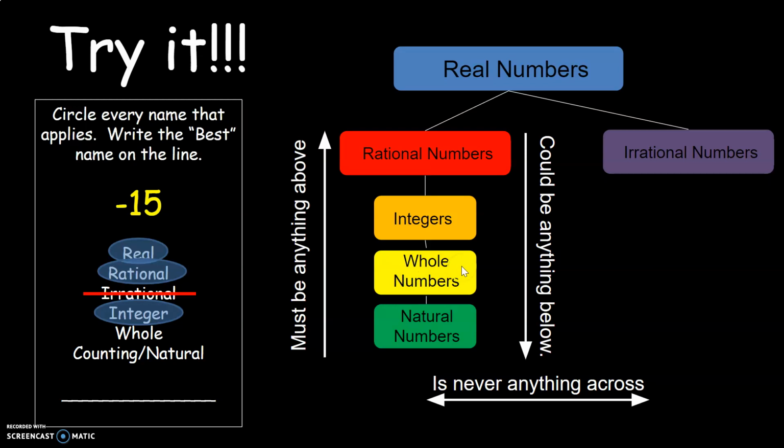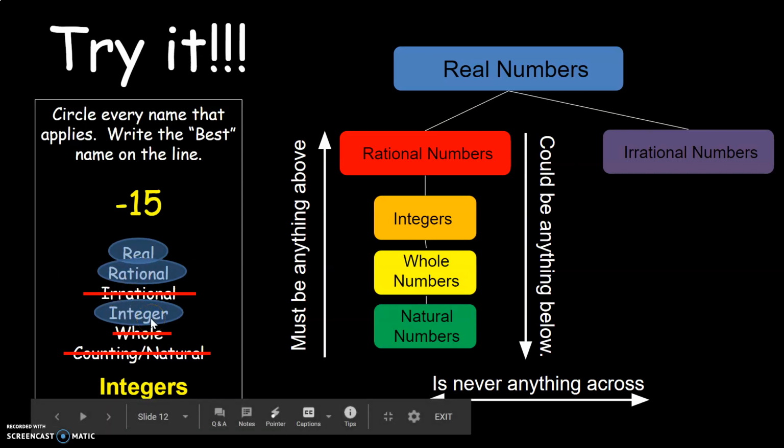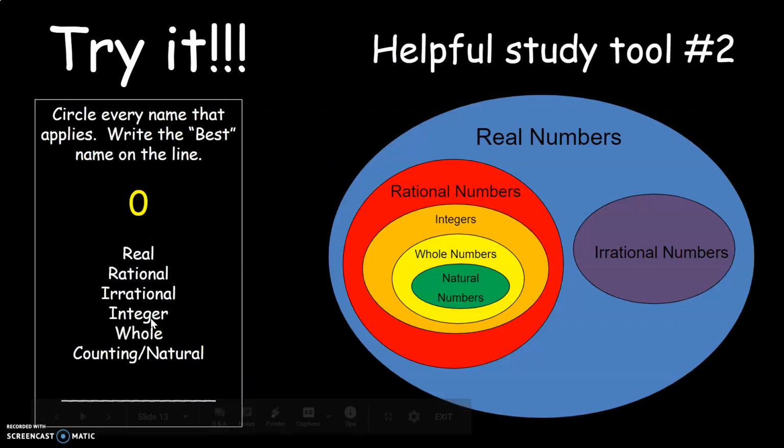Now, whole numbers are numbers that are 0 and above. So if -15 is below 0, then it's not going to be a whole number. Because it's a negative number, it cannot be a whole number. And since it's not a whole number, we know it's not a counting and natural number. So the best name that we can describe this number is an integer. It's always going to be the last thing that you circle. That will be what you call it.